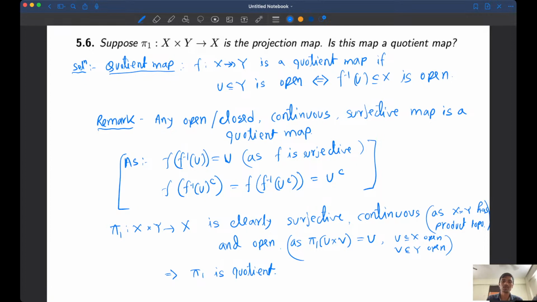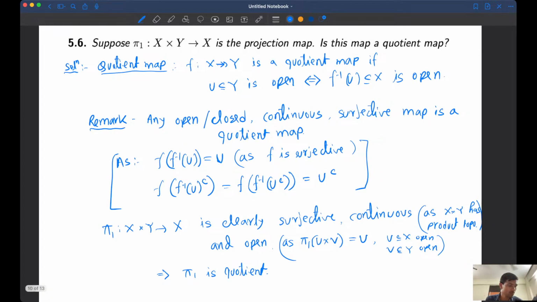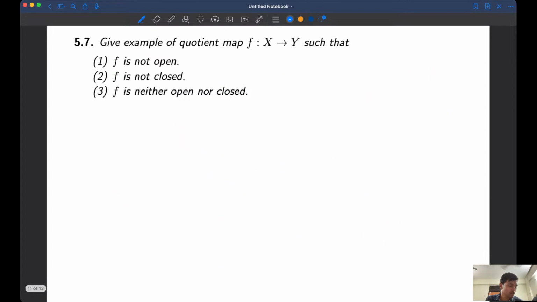what about the converse? Is any quotient map either open or closed? Continuous surjective is fine, that is implied as it is a quotient map. So does any quotient map always have to be open or closed? It is actually not true; a quotient map need not be open or closed.